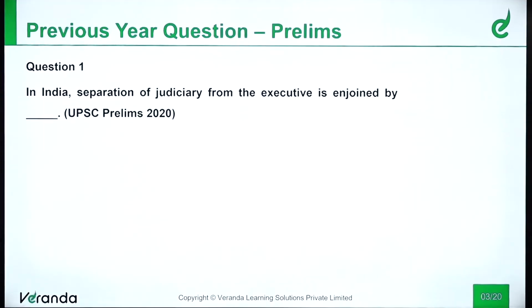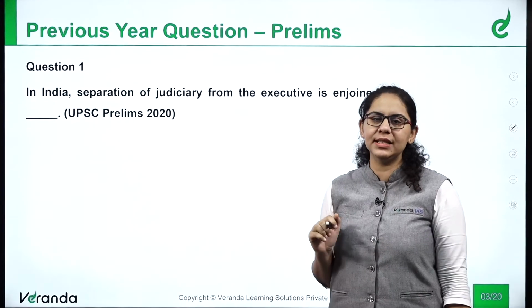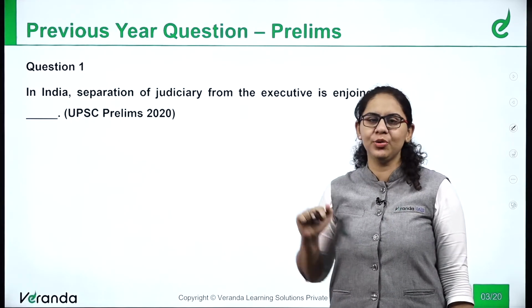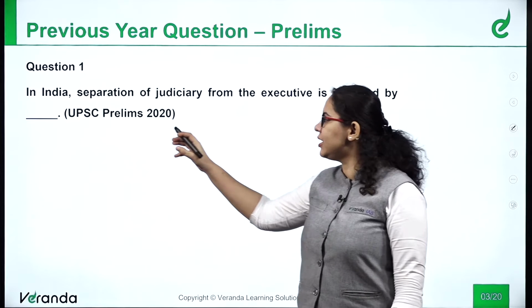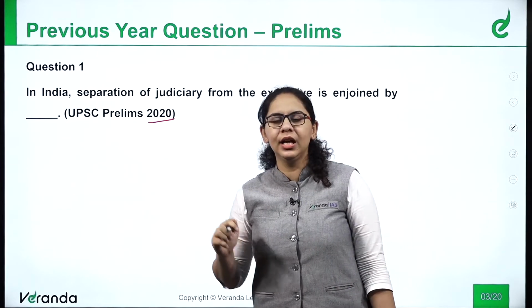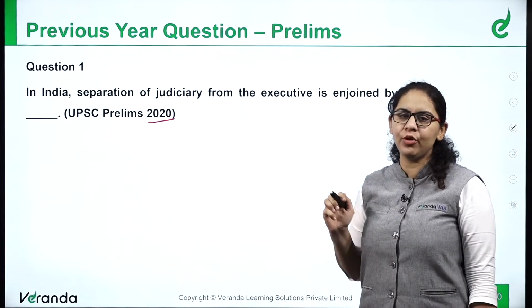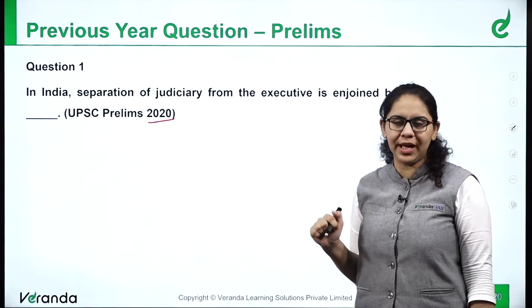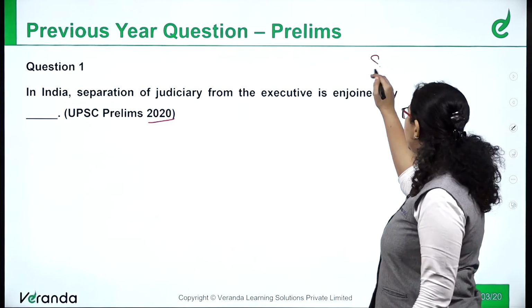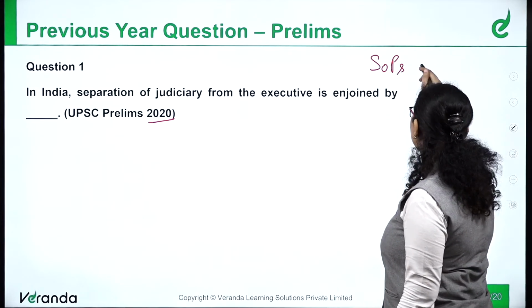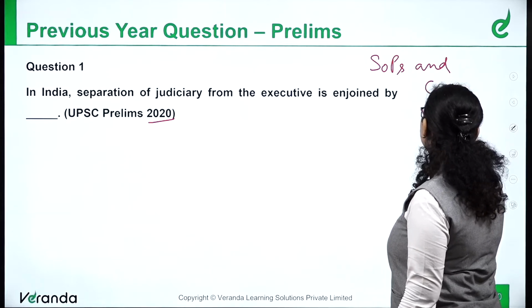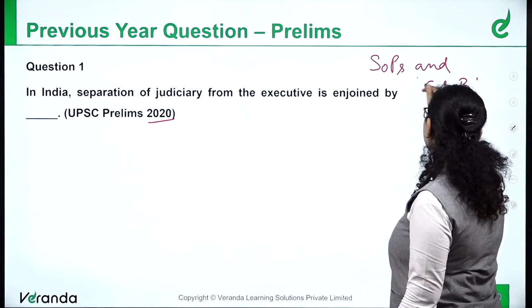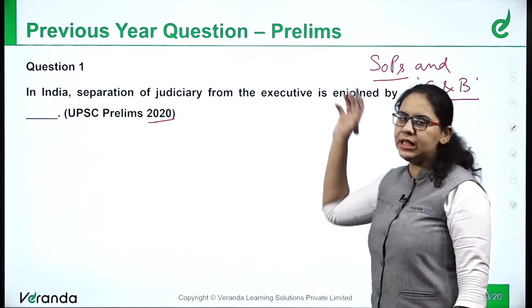So the very first type of question, the first question of today's session, which you get in UPSC, is simple statements which you have to complete. It was asked in UPSC prelims 2020. In India, separation of judiciary from the executive is enjoined by. There is separation of powers and also checks and balances in India. What are these? We will be covering them in detail in the sessions ahead.